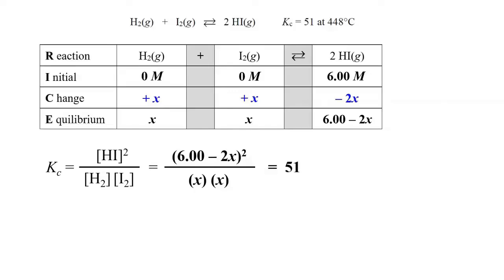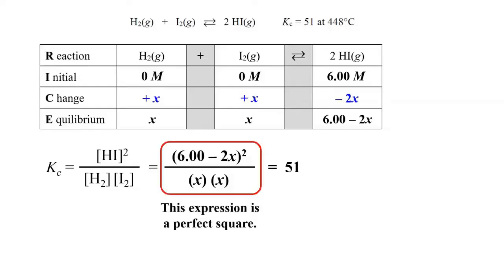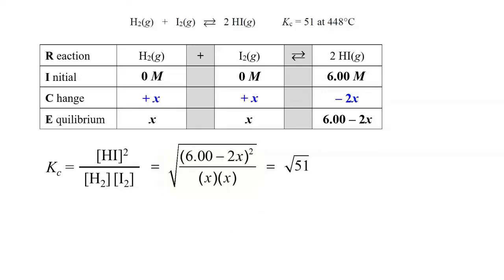Just like in question 3, this expression, even though it might look a little bit intimidating at first, is in fact another example of a perfect square. So all we have to do now to solve for X is to take the square root of both sides of this equation to simplify our math and then do simple algebra from that point on. So here we go. When I take the square root of both sides, I get 6 minus 2X on the top, X on the bottom, and that is equal to the square root of 51, which is 7.1414.